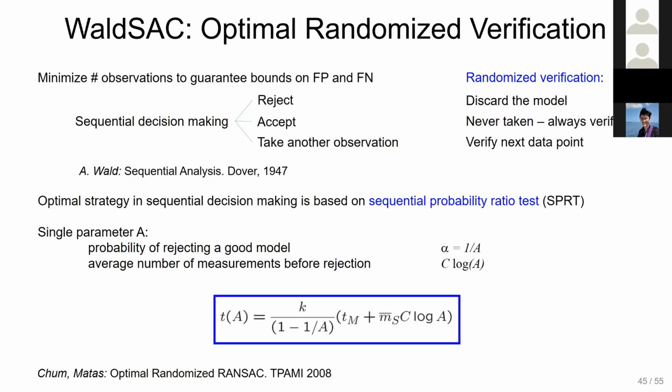So if you then write the time of RANSAC with the Wald test, you can see that it is a function of this parameter A, where you can basically find the optimal value of A by setting the derivative to 0 and finding a solution. So this means that for your particular problem, you are able to find a parameter of the test so that your randomized verification is optimal.